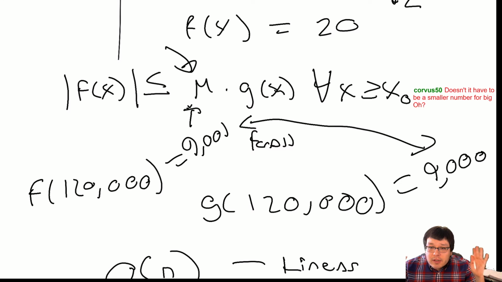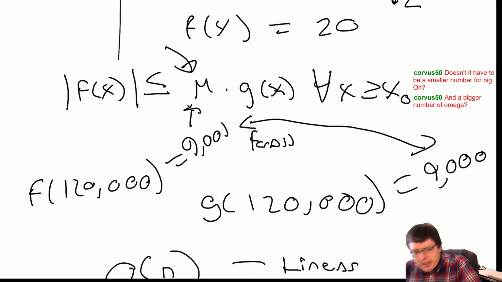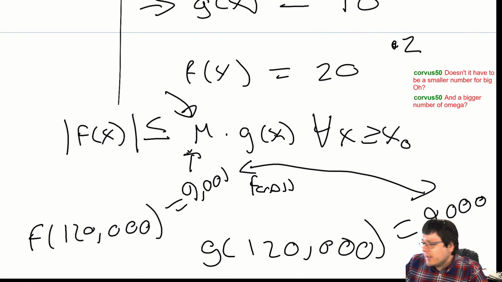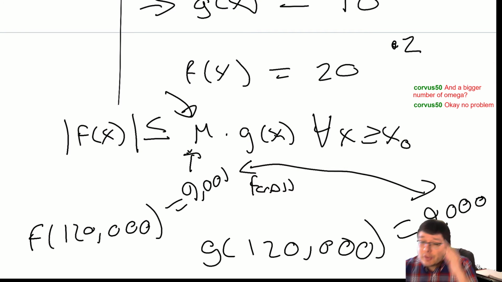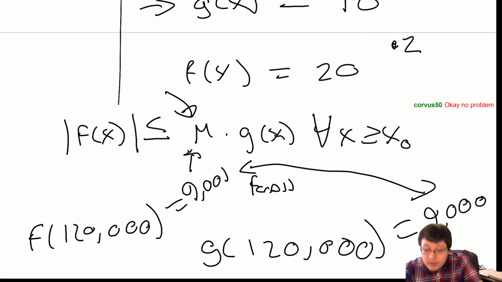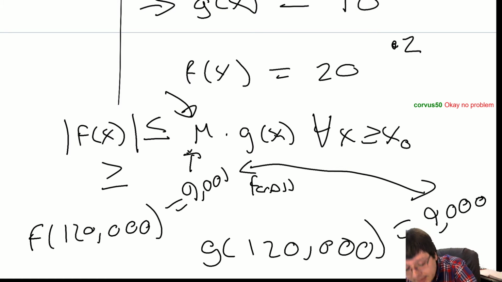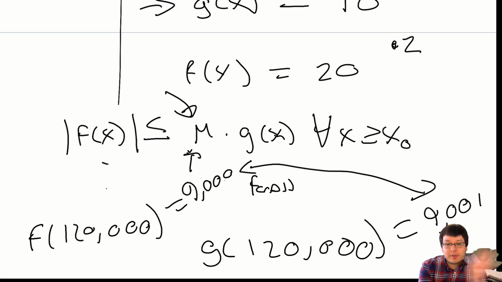Doesn't it have to be a smaller number for big O? Oh, yes. Sorry. I might have flipped them. We're talking about big O, so sorry. Yes, I flipped them. Other way around. I was thinking omega. This is omega. This will work for omega. But for big O, you flip the less than and greater than sign, okay? So you will flip that, like that, okay? So in this case, this will be 9,000, and this will be 9,001, okay? Like that. Sorry. Flip that out.